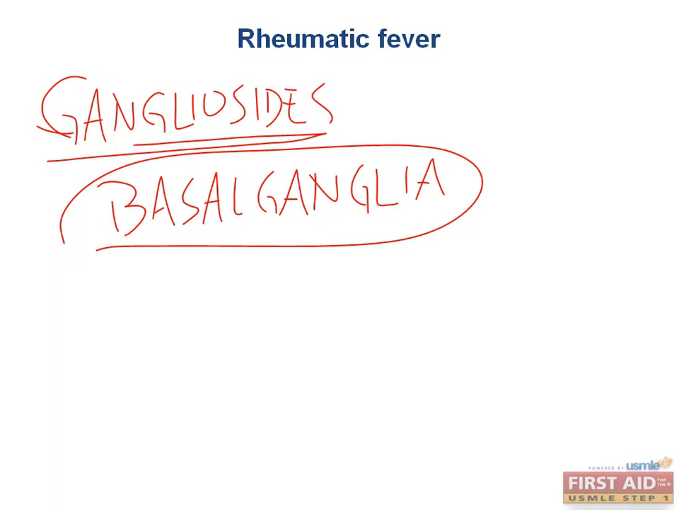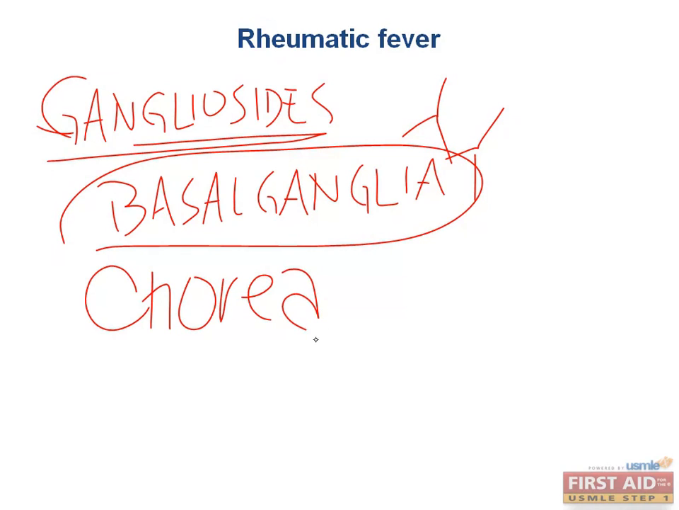Now, what kind of symptoms are you going to get when you get antibody deposition and an inflammatory response in this area of the brain? You will have chorea, right? Perfect, makes sense, right? So chorea is just Greek for dancing.